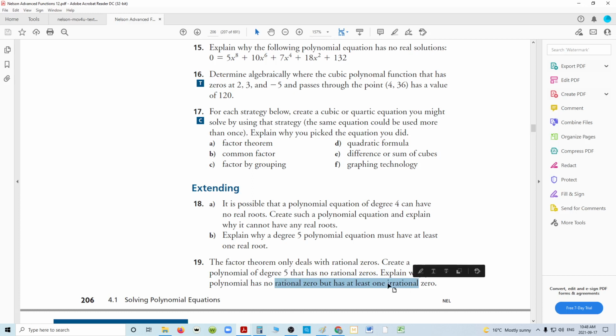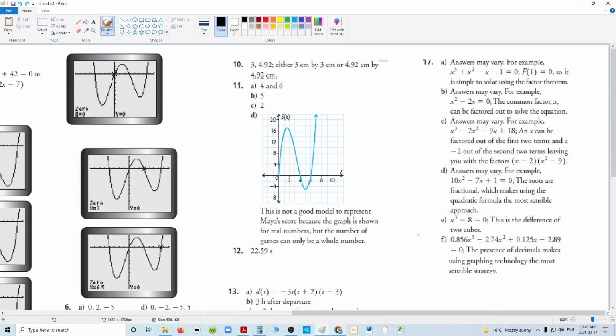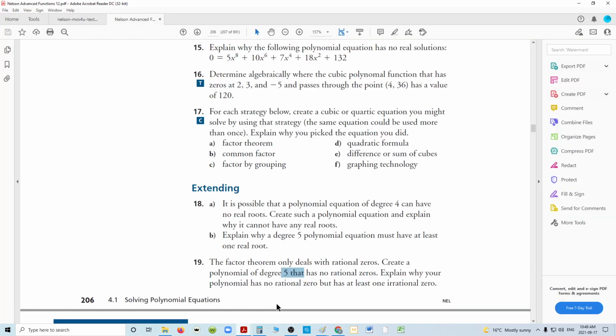Well, I think it would usually have to do with a number at the end that is so huge that you can't really factor into it. The question, by the way, is: the factor theorem only deals with rational zeros, which means whole numbers, or things that can be divided into fractions. Create a polynomial that has no rational zeros, so something that's an endless decimal. Explain why your polynomial has no rational zeros, but at least one irrational zero.